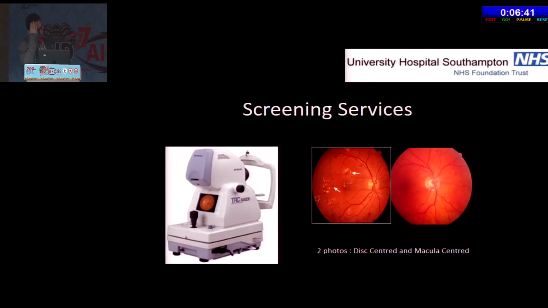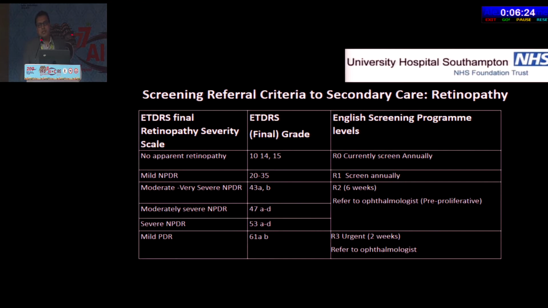So what happens when that patient goes to the screening program? Obviously they will have the vision tested, they will have the dilation, and then they get two-field stereopsis pictures taken. One is disc centered and one is macula centered, okay? So from then it goes to the primary grader. Bear in mind that they are not ophthalmologists, they are technicians who have been trained to grade the images.